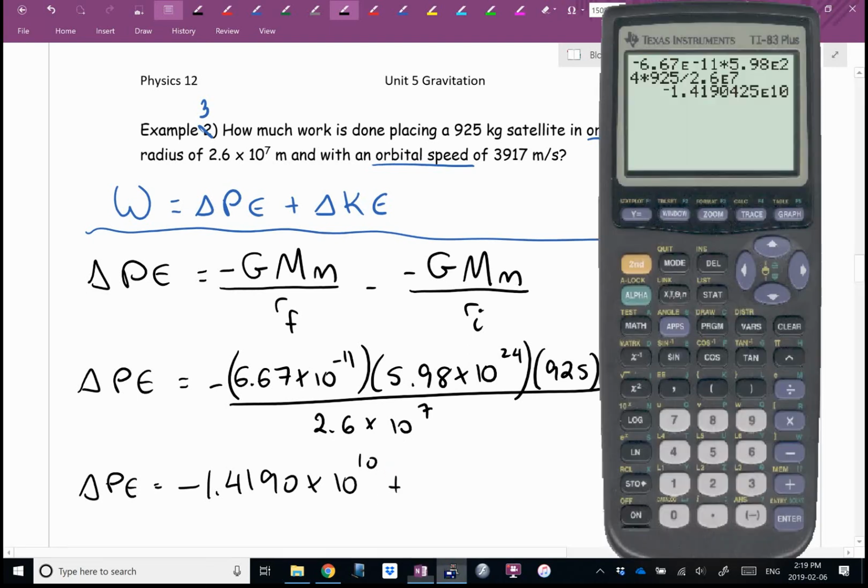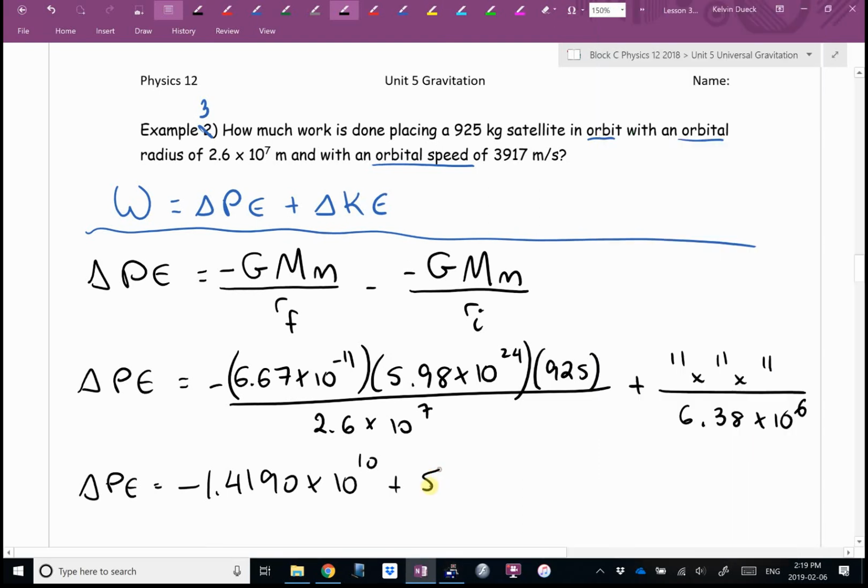Plus, ditch the negative, change the denominator, 6.38 times 10 to this. You have blisters on your thumbs yet? 5.7829 times 10 to the 10th. Can I get a confirmation from someone else? Yeah, 5.7829.